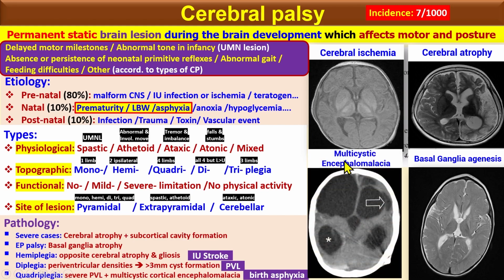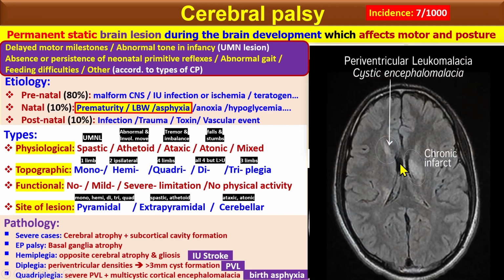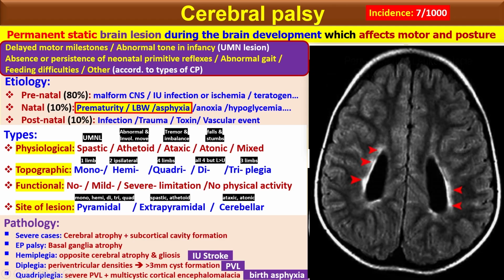And here you can see the multicystic encephalomalacia. Okay, and this is the ventricle. And here you can see the different cyst formation, which is periventricular leukomalacia. Here you can see the ventricle, and here is the periventricular white area. This shows the damage of the brain. Okay, so periventricular leukomalacia and cystic encephalomalacia. And here you can also see the severe form, where you can see the ventricle surrounded by this white area, the periventricular leukomalacia.